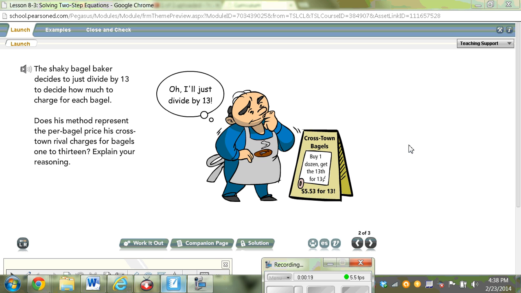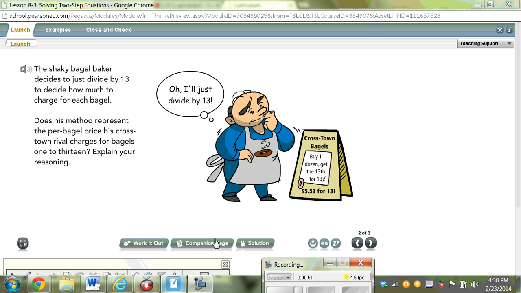The shaky bagel baker decides to just divide by 13 to decide how much to charge for each bagel. Does his method represent the price per bagel his crosstown rival charges for the bagels from 1 to 13? Explain your reasoning. So he's saying, oh, I'll just take that and divide it by 13 to get the price per bagel. And crosstown says if you buy 1 dozen, you'll get the 13th bagel for 13 cents. So that way you're paying $5.53 for 13.